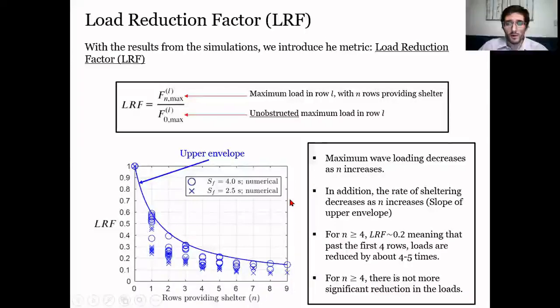First, the maximum wave loading decreases as the number of rows providing shelter increases. This is not surprising, but in addition, the rate of sheltering decreases as the number of rows providing shelter increases. This is given by the slope of the upper envelope. It's becoming flatter when a lot of rows are providing shelter. For 4 or more rows providing shelter, the load reduction factor is about 0.2, meaning that after you pass the first 4 rows, loads are reduced about 4 to 5 times. And also for n greater than 4, there is no more significant reduction in the loads, meaning that most of the reduction occurs in the first 3 rows.